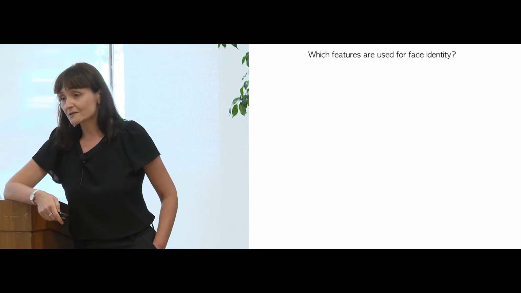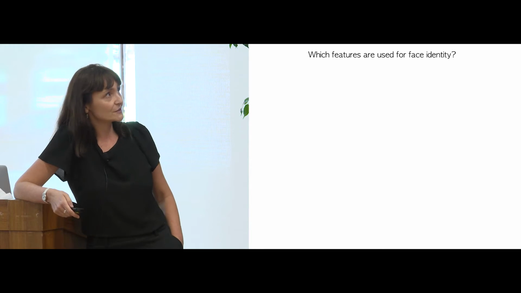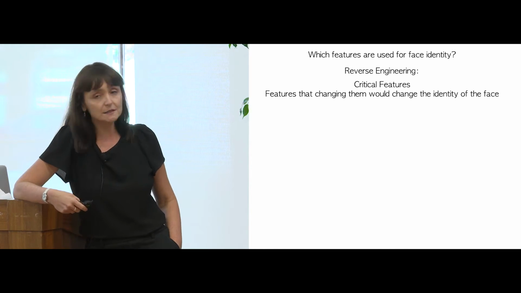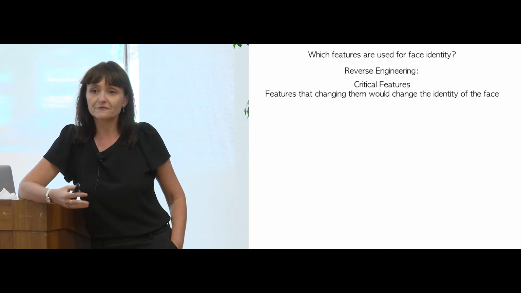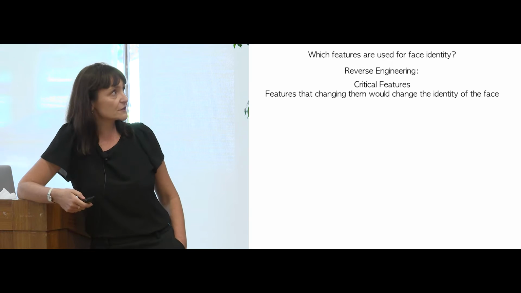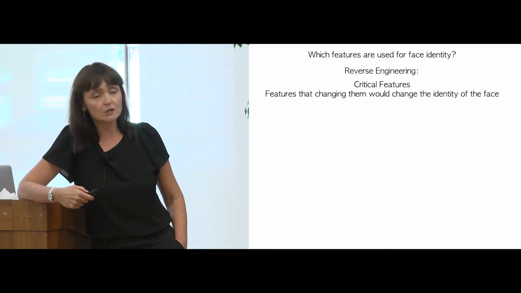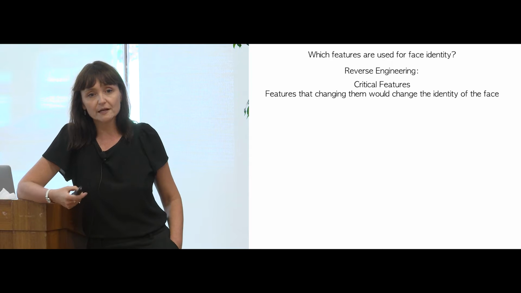So in order to answer these very basic questions of what features are used for face identity, what we did is we used the reverse engineering approach and defined critical features, I mean features that we used for the identity of the face, as features that if we change them, that would change the identity of the face. So what do we mean by changing features?